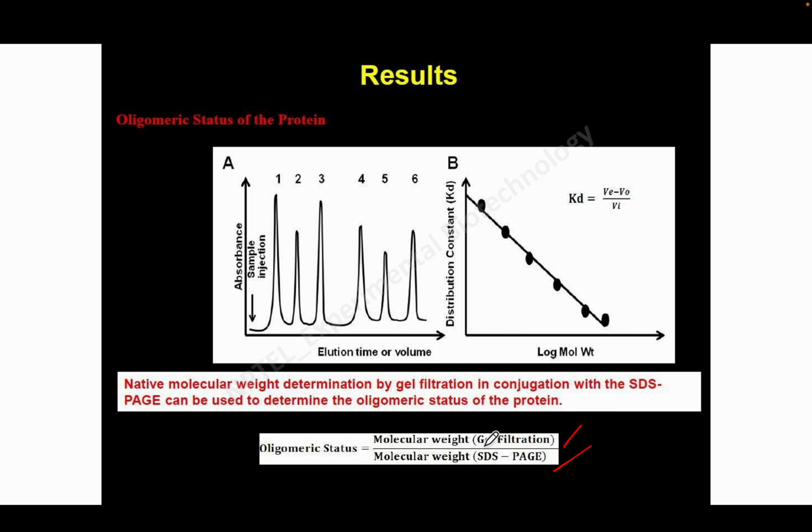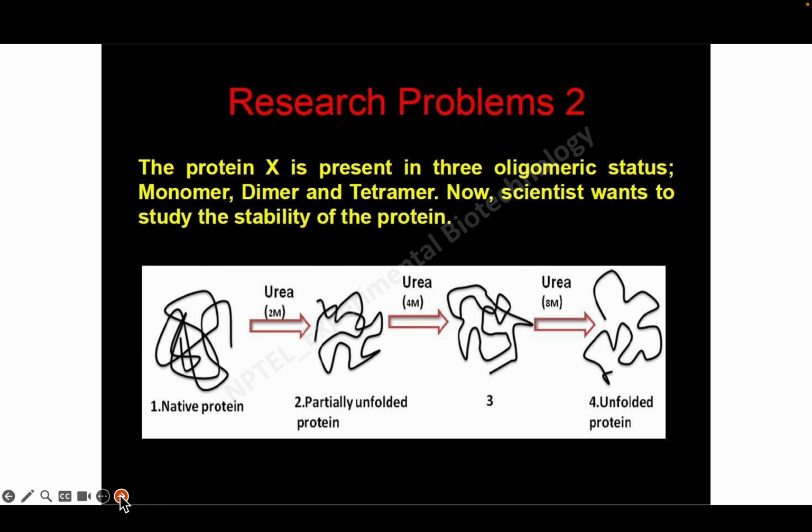Okay. If you are getting 120 kDa in gel filtration, and the molecular weight in SDS-PAGE is 40 kDa, that is 120 divided by 40, that is trimeric. Okay. The oligomeric state is trimeric.